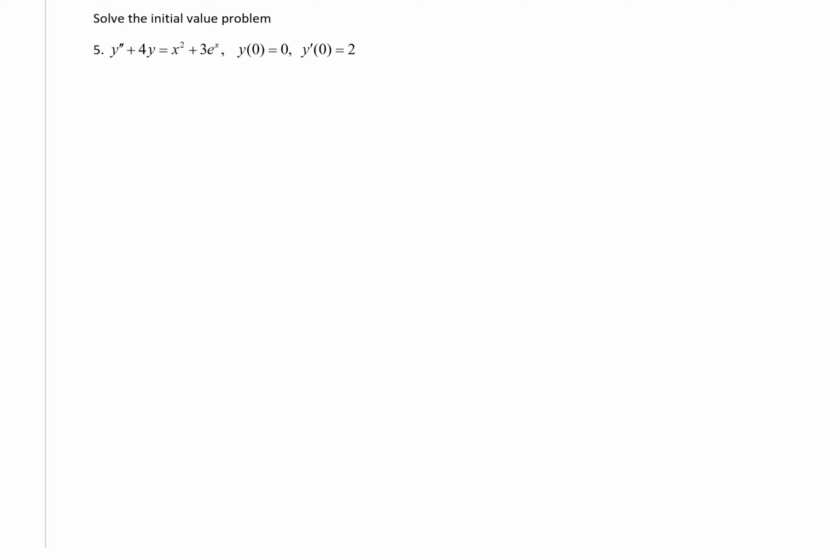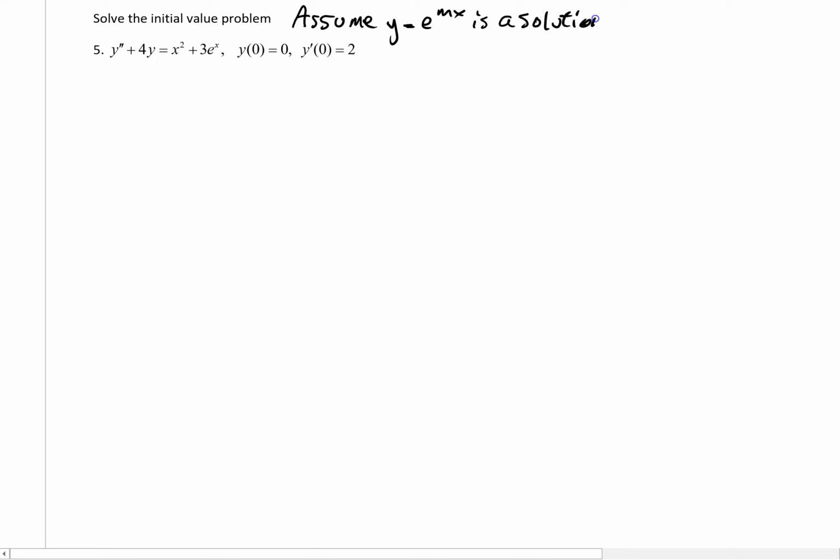Differential equations, we are looking at our final question on the 4.4, 4.7 review. It's really a problem from 4.4 with undetermined coefficients. And we're supposed to solve this initial value problem. And we're going to assume that y equals e to the mx is a solution to the homogeneous differential equation.